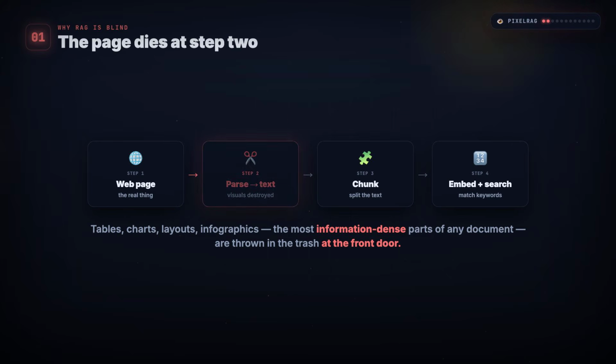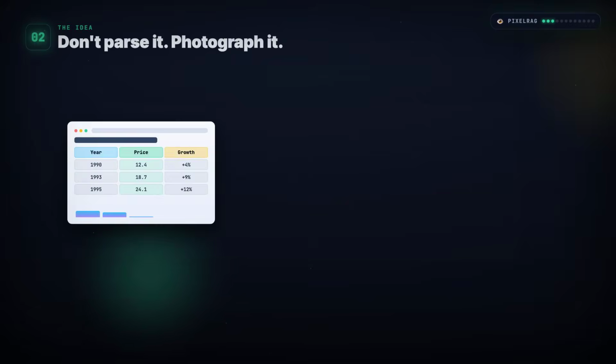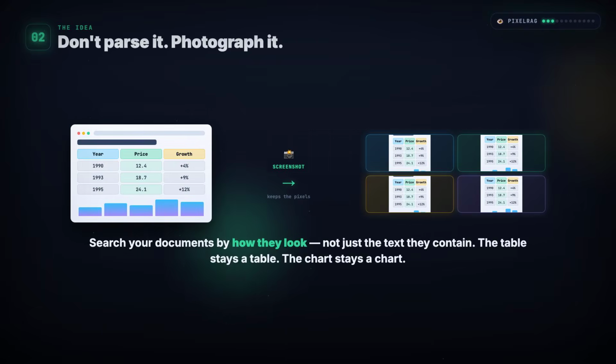Now look closely at step 2. The page becomes text, which means everything visual, the tables, the charts, the layouts, the infographics, the most information dense parts of any document is already dead before step 3 even starts. Your search engine never had a chance because the most valuable information was thrown in the trash at the front door. So the Berkeley team asked a beautifully simple question.